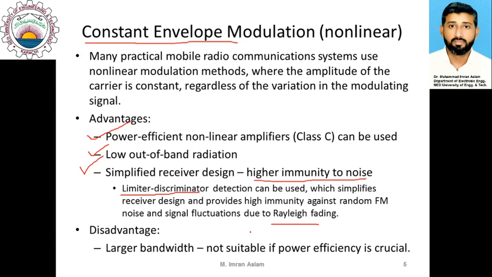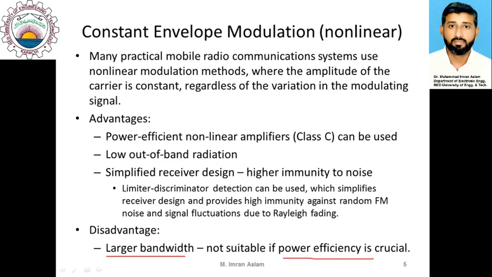However, there are certain disadvantages associated with this type of scheme. First of all, these constant envelope modulation schemes require relatively larger bandwidth as compared to the linear modulation schemes. Secondly, they are not very useful when power efficiency is very crucial.